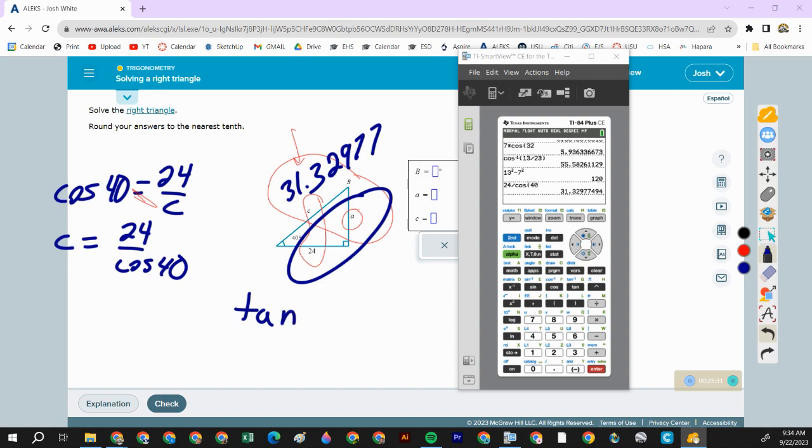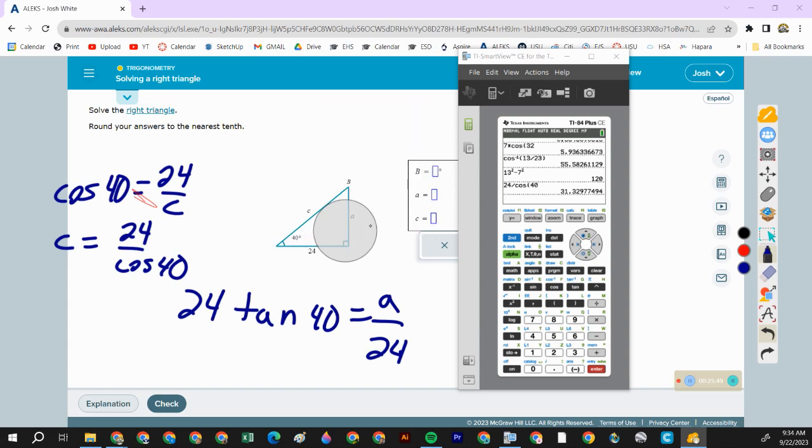So the tangent of 40 is A over 24. Is that a multiply or a switch problem? A multiply problem. So the answer is 24 tangent of 40. And lastly, it wants to know how big is angle B. Angle B is just going to be 50. So if the instructions say solve the right triangle, it just means find all the sides and all the angles.